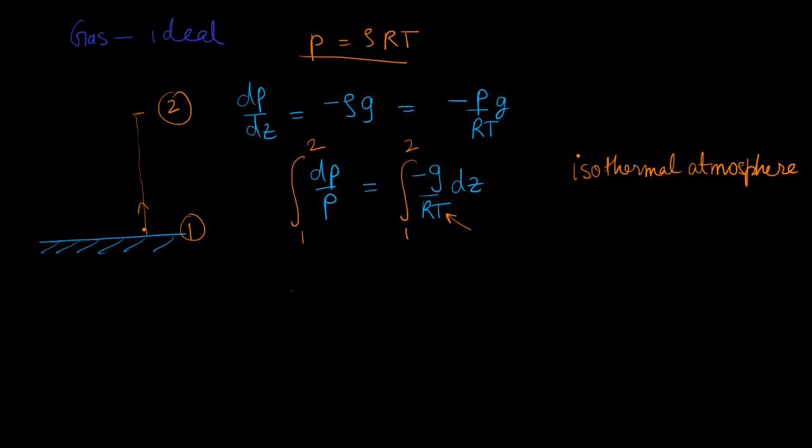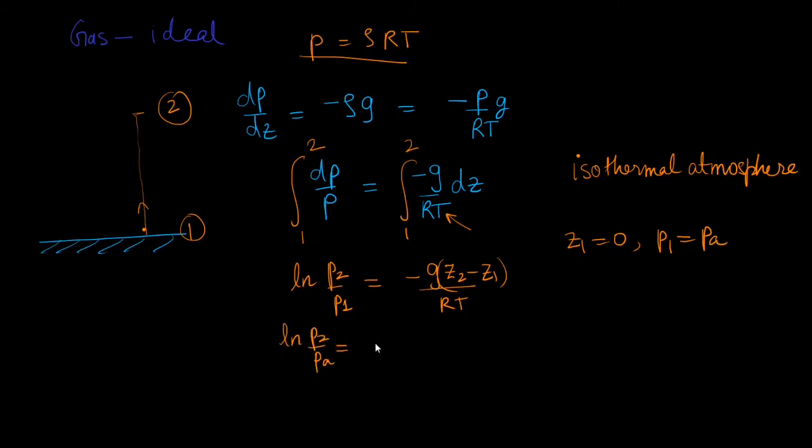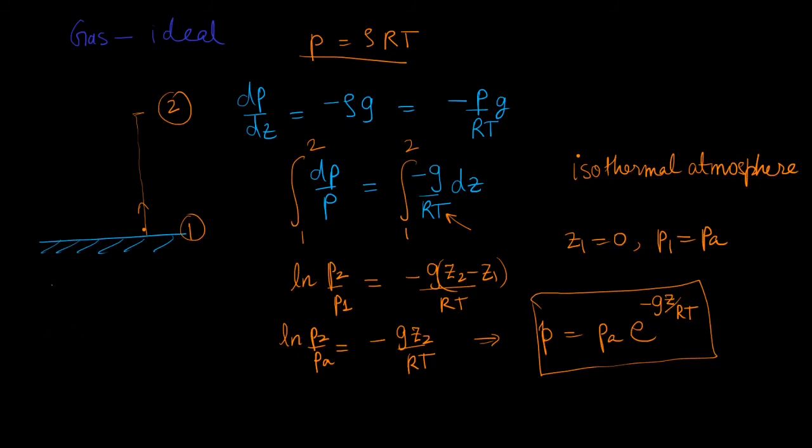So we have on the left hand side ln P2 upon P1 is equal to minus G (Z2 minus Z1) upon RT. Now we can choose Z1 to be 0 and P1 as the atmospheric pressure. Therefore ln P2 upon P atmospheric is equal to minus G Z2 upon RT. That is P equals PA e raised to minus GZ upon RT. So for an isothermal atmosphere, the pressure decays with altitude exponentially.